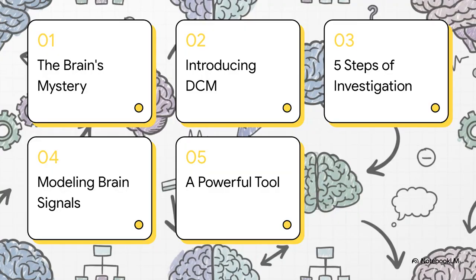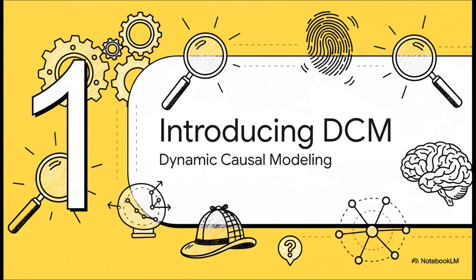Okay, so here's our game plan for this explainer. We're going to start with the mystery itself, how the brain communicates. Then I'll introduce you to our special tool, DCM. We'll walk through the 5 key steps of using it, see how it adapts to different kinds of clues, learn how it picks the best explanation, and finally, we'll wrap up by looking at what this tool is really good for.